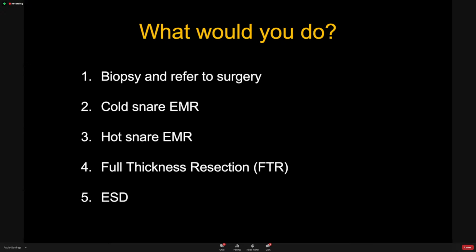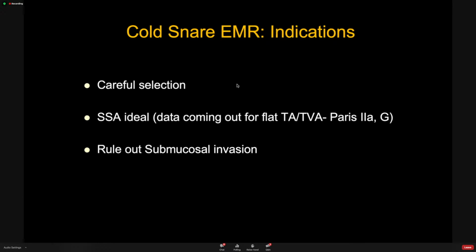Okay. I'm going to show what may be an option, something called cold snare EMR, and take you through some of the indications for this. We know that the audience equally chose hot snare EMR and ESD, so I'll get rid of the polling. Careful selection is important when we want to attempt cold snare EMR, and I'll show you why.